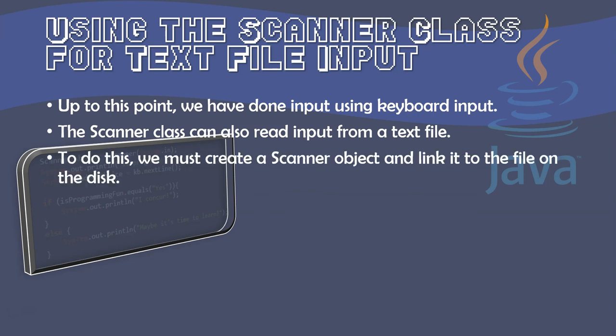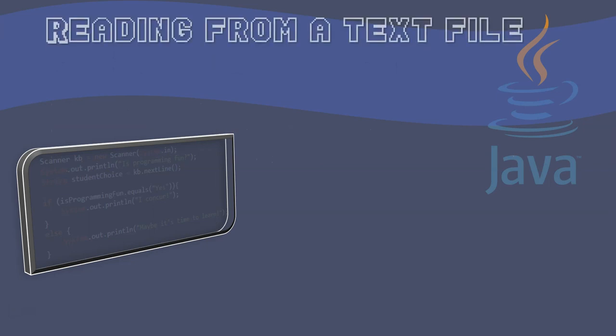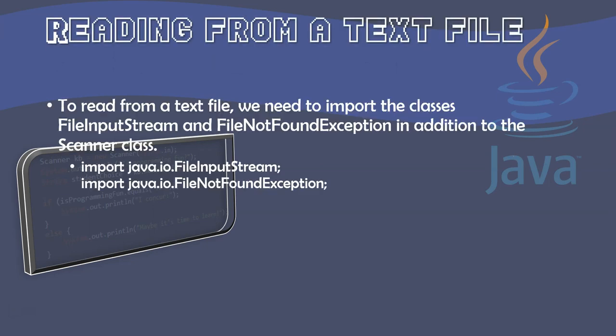So it's very similar to what we've done up to this point, except this scanner object, instead of linking to the console through the system, is actually going to link to the file that we have stored somewhere on our disk. And so reading from a text file is, again, very similar. We're going to have to import the scanner class, but we have two new classes we have to import, which is the file input stream and the file not found exception.